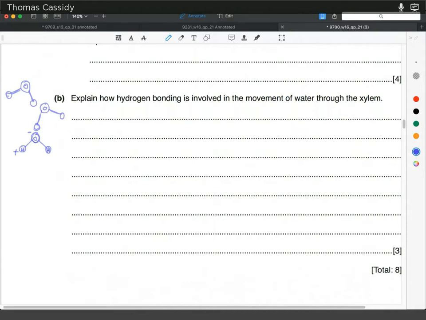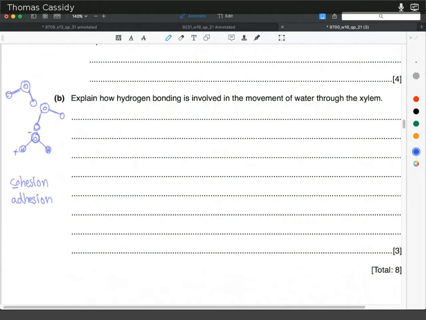And there are two kinds of interactions that we want to talk about. We want to talk about two things called cohesion and adhesion. These are the two keywords that they're looking for here. If you can explain these two points, then that's 2 marks. You've done most of the question.